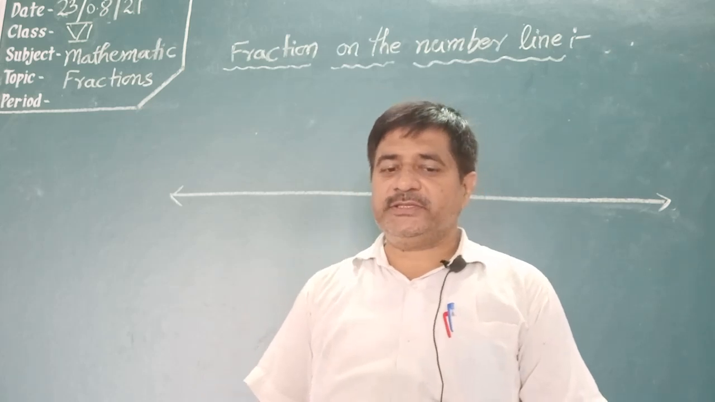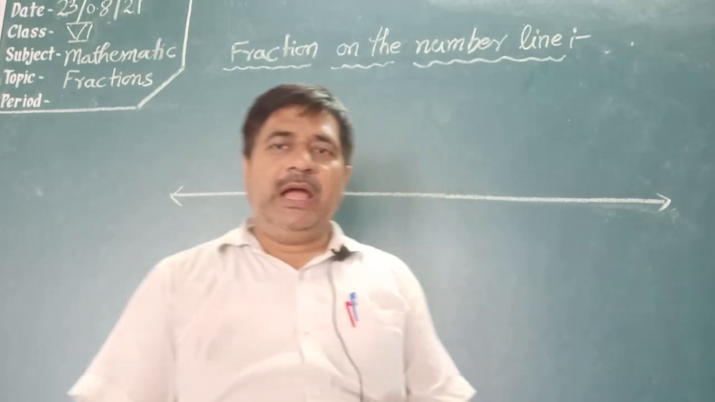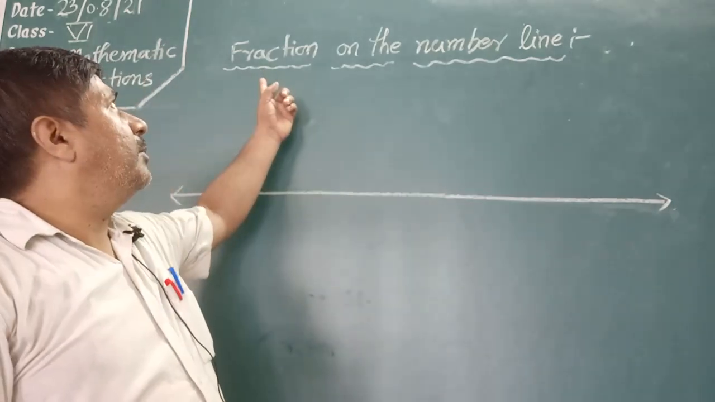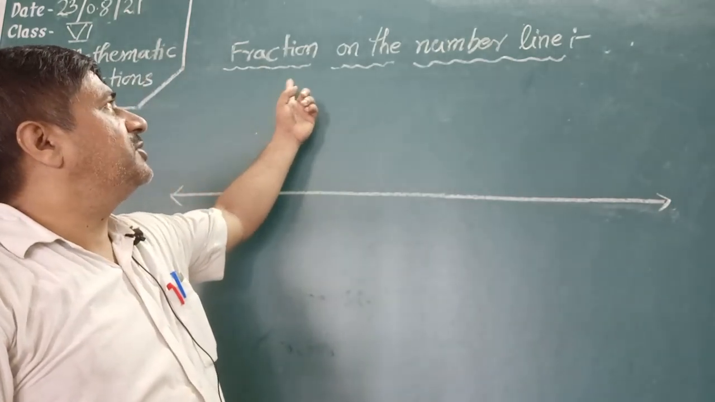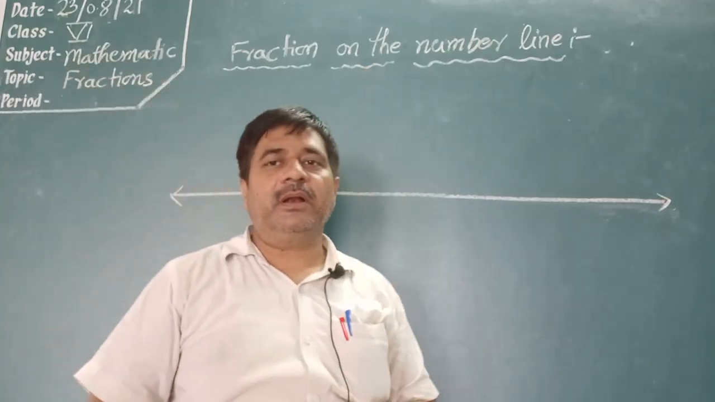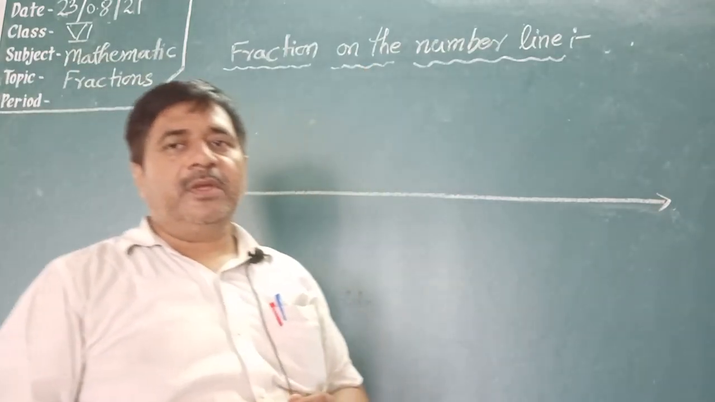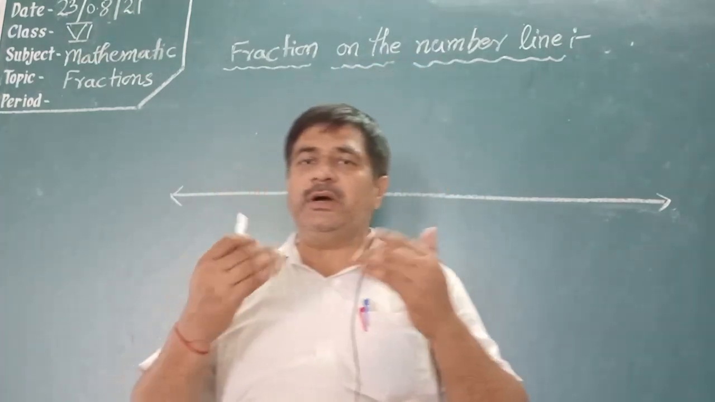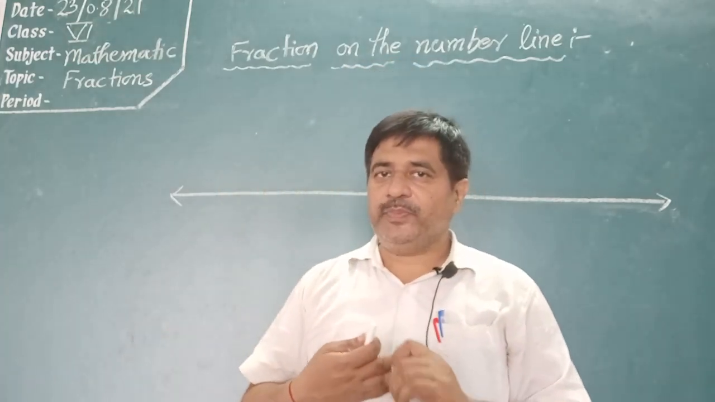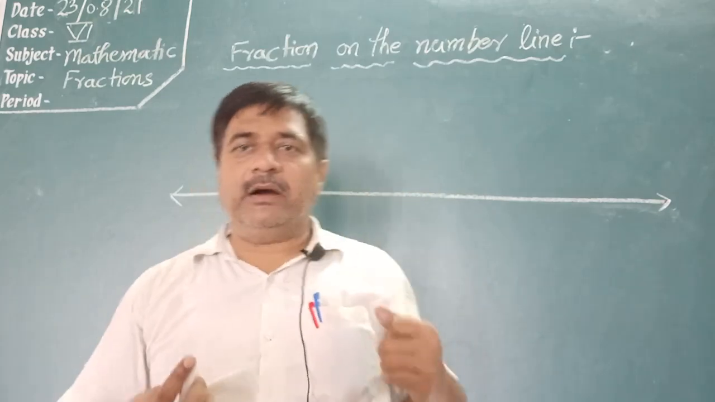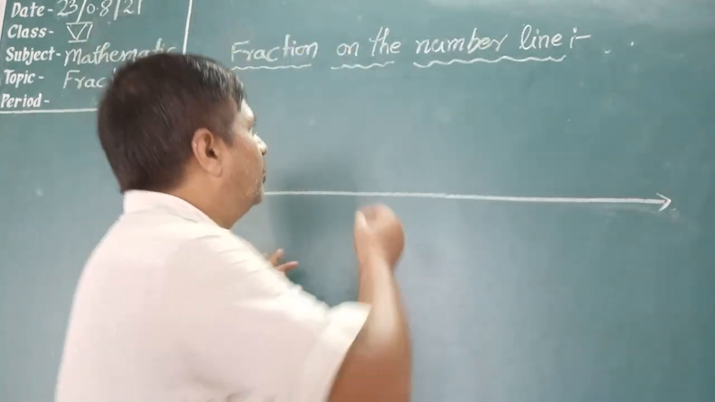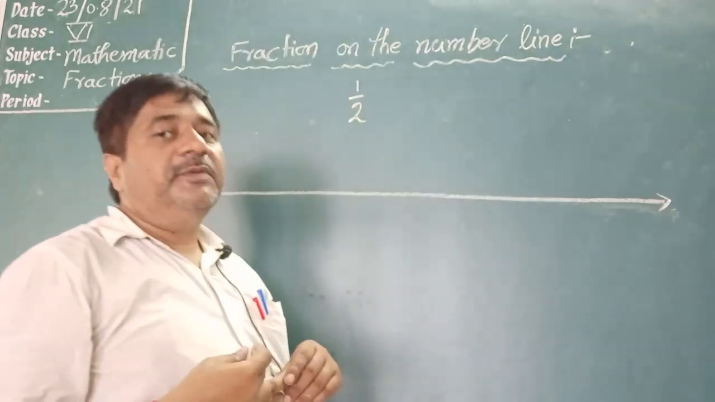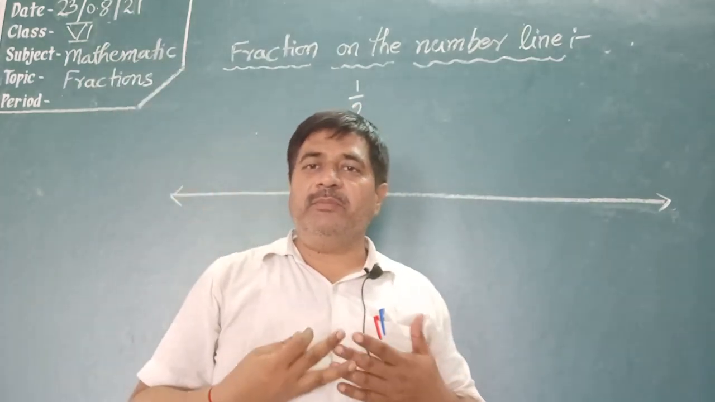New exercise 7.2. In 7.2, we are given fractions to represent on the number line. Now, how can you represent a fraction on the number line? So now I take 1 by 2. How can you represent it on the number line?